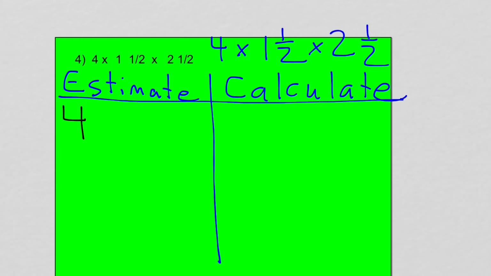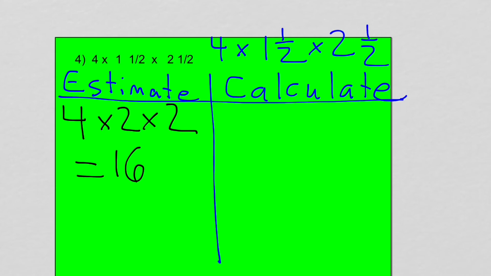Now we want to look at both of these ones together. 1 1/2 and 2 1/2, they're both right in the middle, right? So if we round them both up, we'll have an overestimate. If we round them down, we'll have an underestimate. So why don't we round 1 up and 1 down? 1 1/2 I'll round up to 2, and 2 1/2 I'll round down to 2, and hopefully they'll balance each other off. So 4 times 2 is 8, times 2 is 16. So a good estimate here is going to be 16.